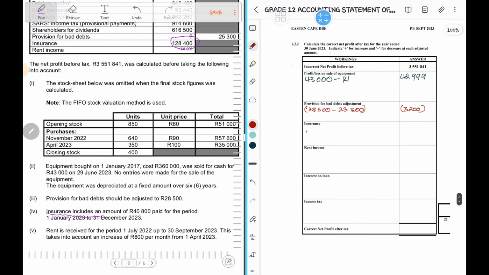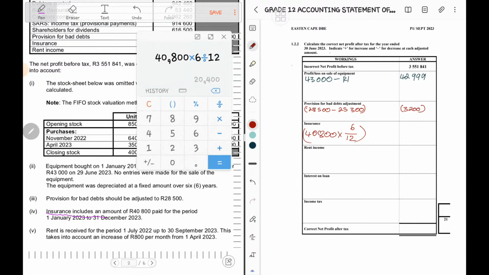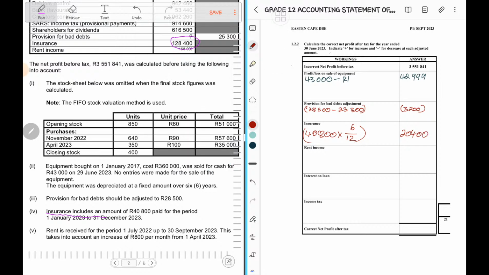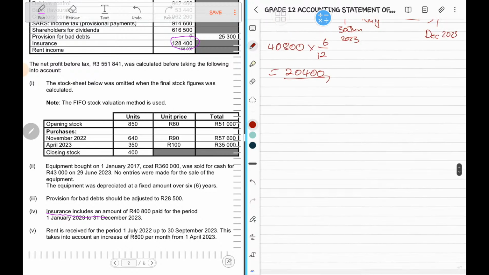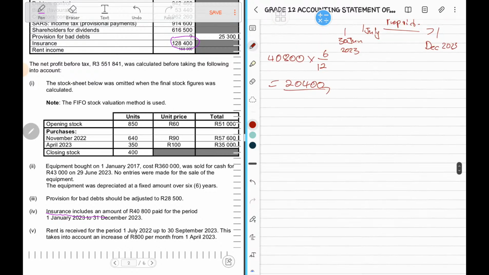So here we're just going to say 40,800 multiplied by 6 over 12. Then we're going to add back 20,400. Okay, simple one. Then now for the rent income.